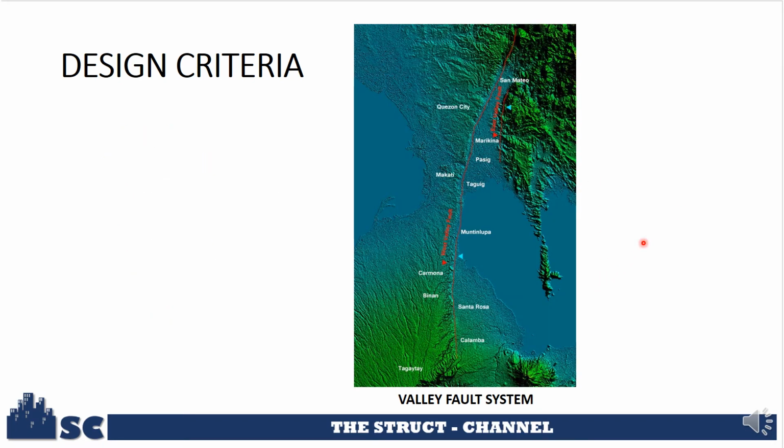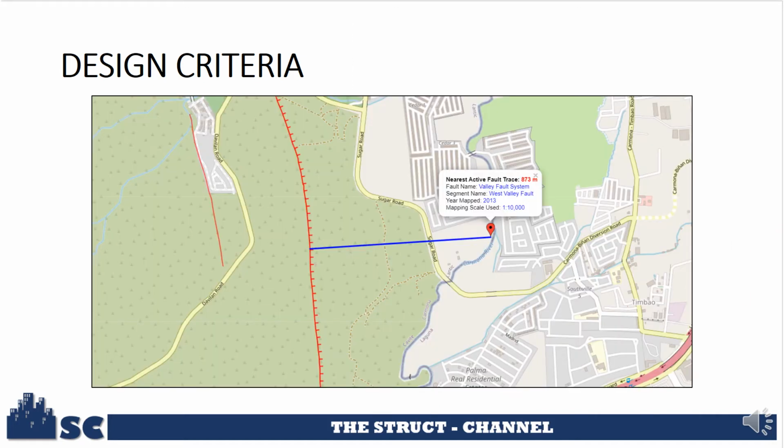Again, for the information of everybody, the Valley Fault System is the major fault line that is crossing Metro Manila from San Mateo area, the West Valley Fault, and runs south towards Santa Rosa at the end portion of Silang, Cavite. Now, if you take a closer look at the site, this is the Valley Fault System. Here is our project site. So you can see that it's only about 800 meters plus from the Valley Fault System.